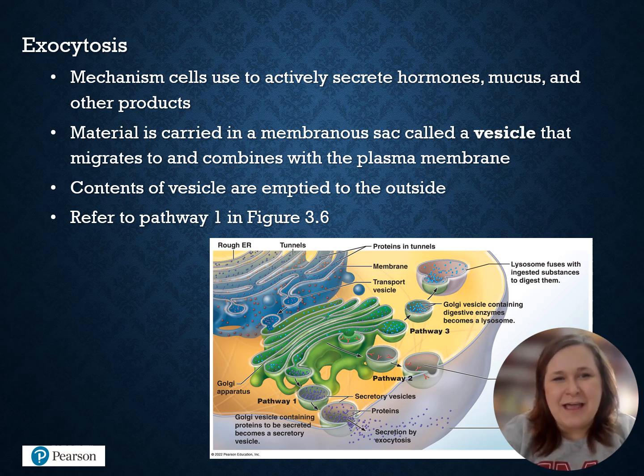So exocytosis is going to be the mechanism that cells use to actively secrete hormones, mucus, and other products. In this situation, like I said before, material is going to be carried in a membranous sac called a vesicle that is going to migrate to and combine with the plasma membrane. Contents of the vesicles are going to be emptied to the outside from there. And I included a little diagram here for exocytosis. We're looking at pathway 1 right here.